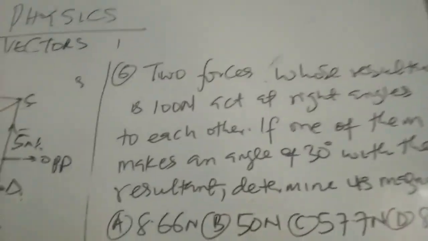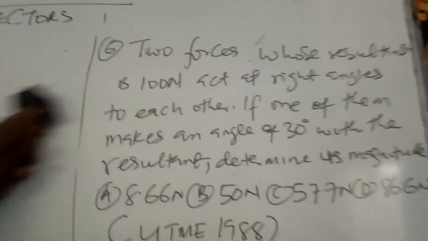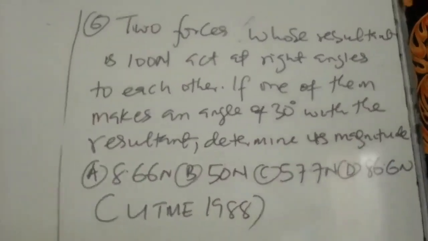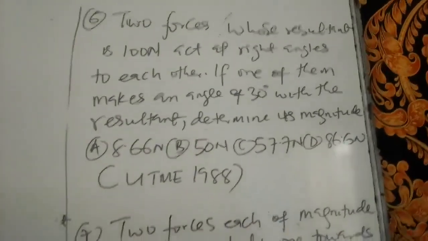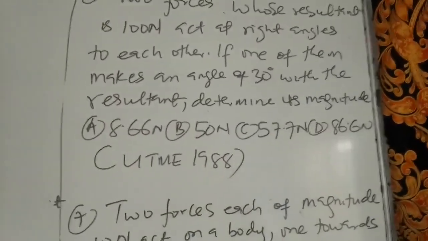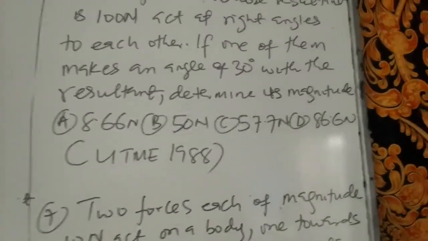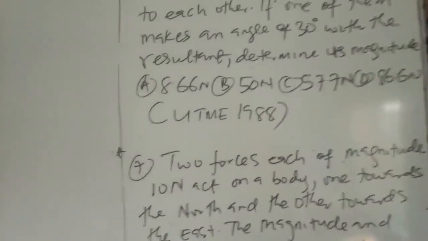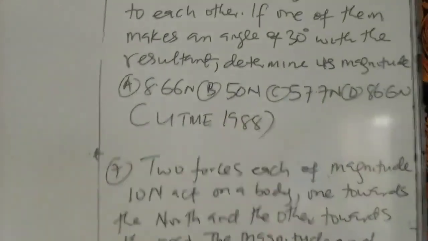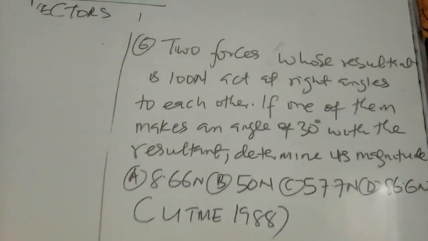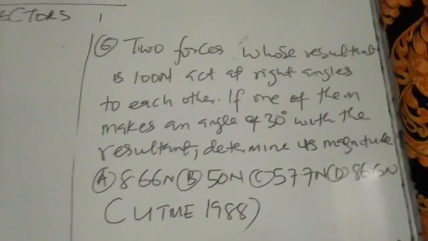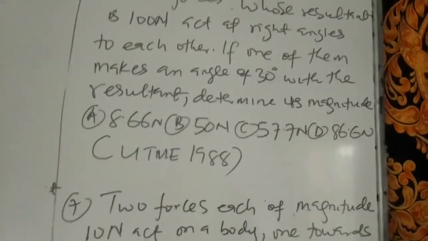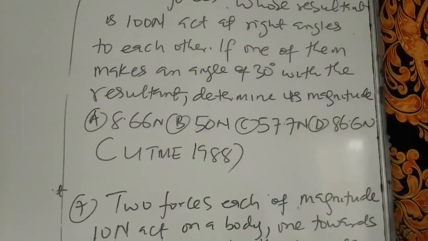So look at question number 6 now. It says two forces whose resultant is 100 Newton act at right angles to each other. If one of them makes an angle of 30 degrees with the resultant, determine its magnitude. This is UTME exam 1988. Two forces, I come again, whose resultant is 100 Newton, act at right angles to each other. If one of them makes an angle of 30 degrees with the resultant, determine its magnitude.